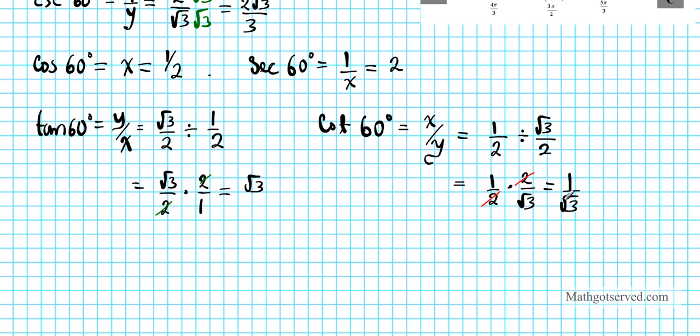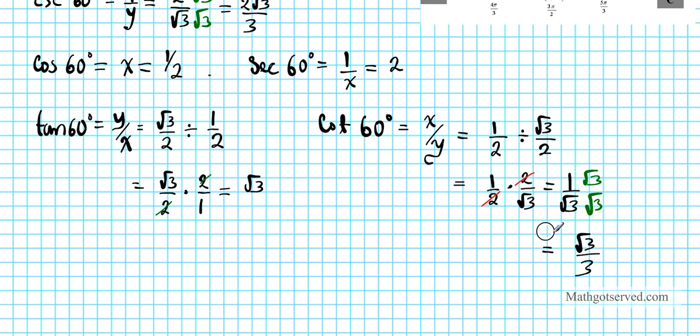But we can't stop here because we have a square root in the denominator. To fix that, we rationalize the denominator by multiplying square root 3 top and bottom. And then your final answer is going to be root 3 over 3. Okay, so there you have it.